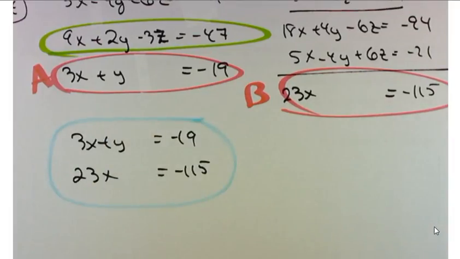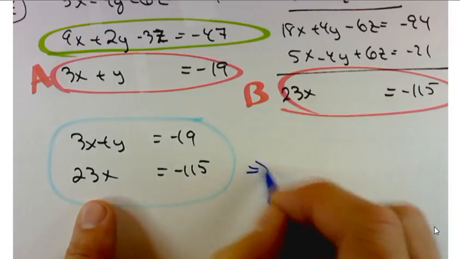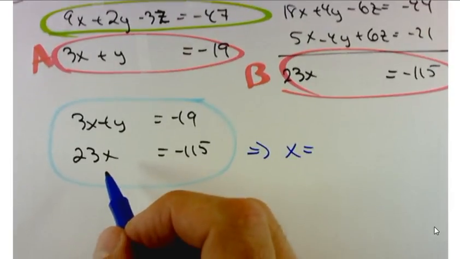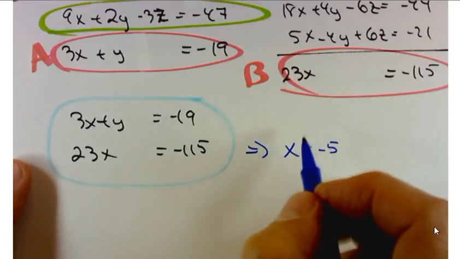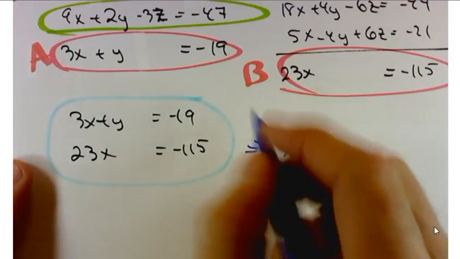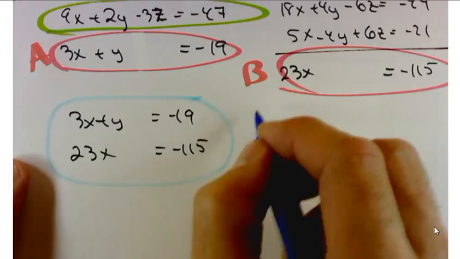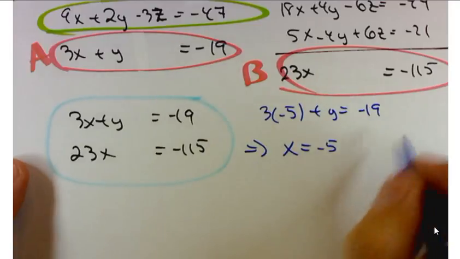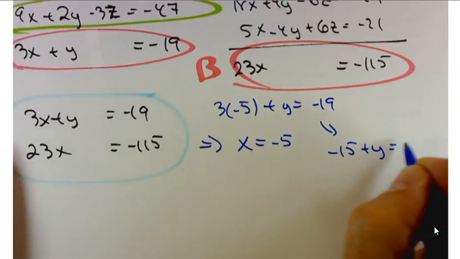In this case, I think I'd do substitution. Sort of. I'm not even sure if calling it substitution is the right word here, because we know what x is right here, right? You can solve for x. Might not be able to do it in your head, but what does x equal? -5. Just divide both sides by 23. Once I know that that's a -5, let's plug it into the top equation. So 3 times -5 plus y equals -19. So that's going to be the same as -15 plus y equals -19.